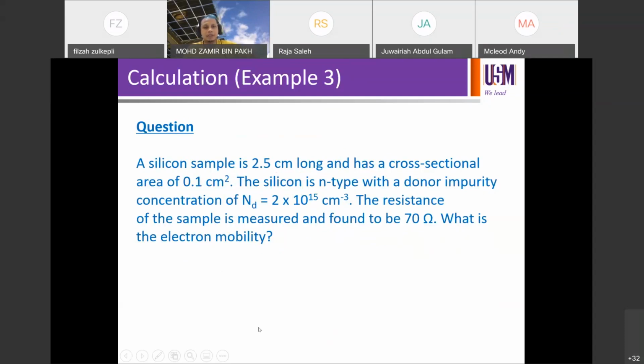Right, another one. A silicon sample is 2.5 cm long, okay?